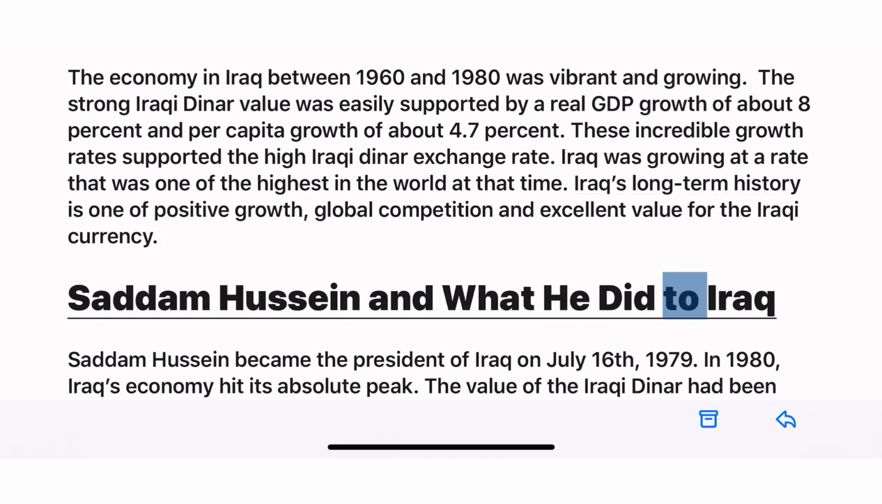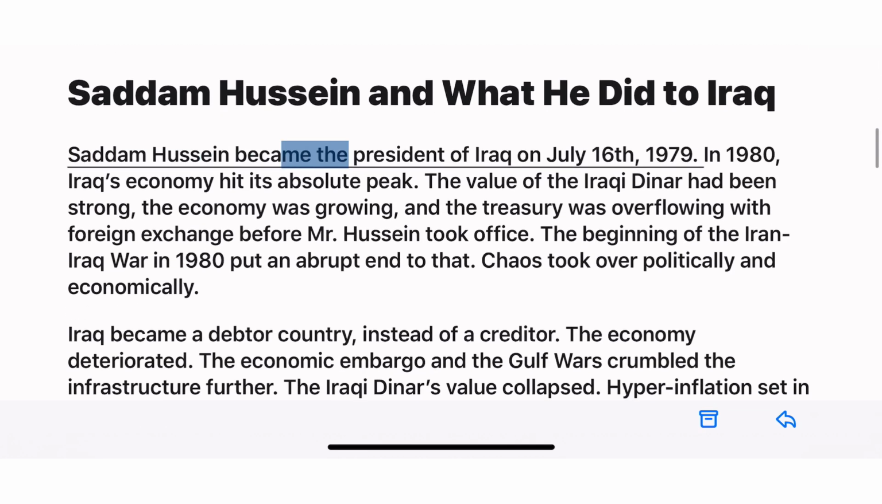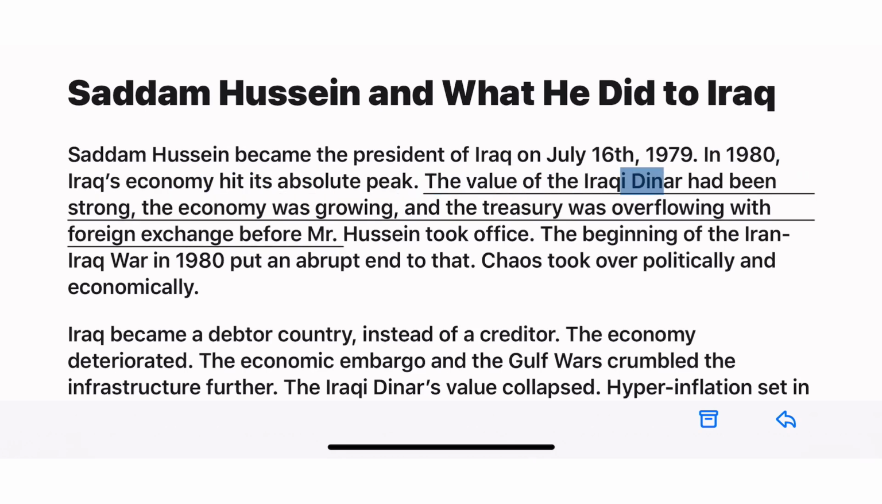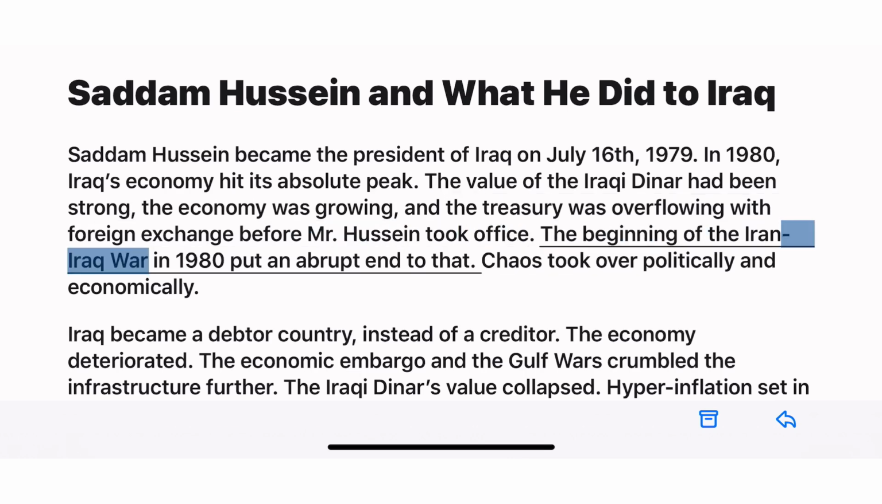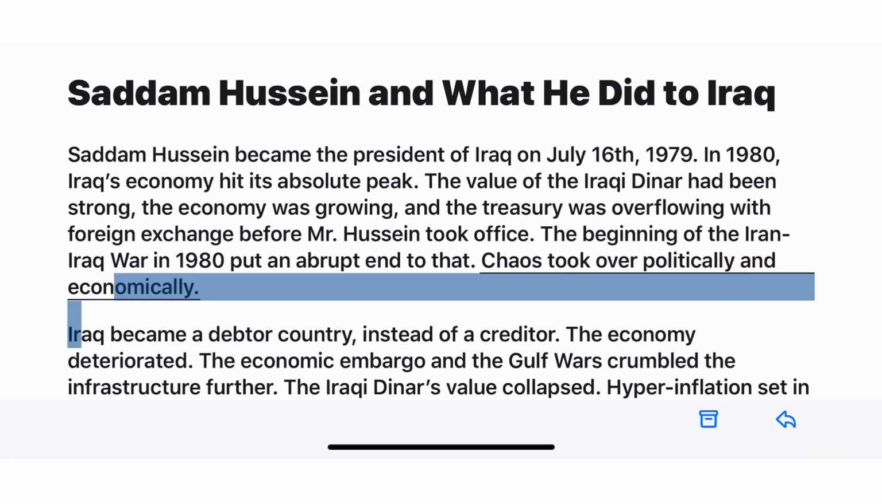Saddam Hussein and what he did to Iraq. Saddam Hussein became the president of Iraq on July 16, 1979. In 1980, Iraq's economy hit its absolute peak. The value of the Iraqi dinar had been strong, the economy was growing, and the treasury was overflowing with foreign exchange before Mr. Hussein took office. The beginning of the Iran-Iraq War in 1980 put an abrupt end to that. Chaos took over politically and economically.